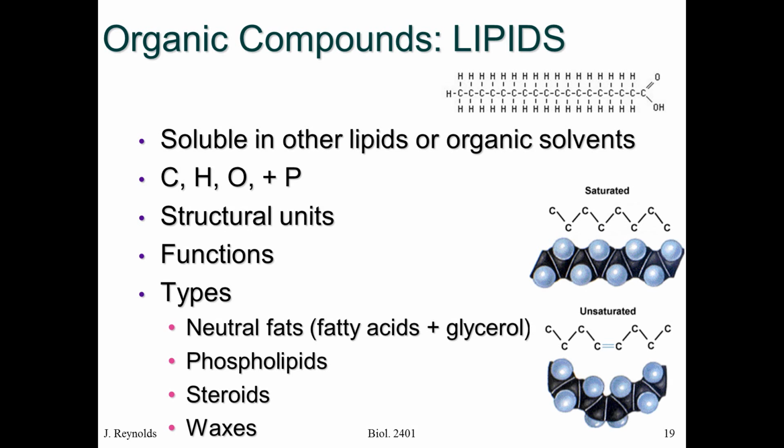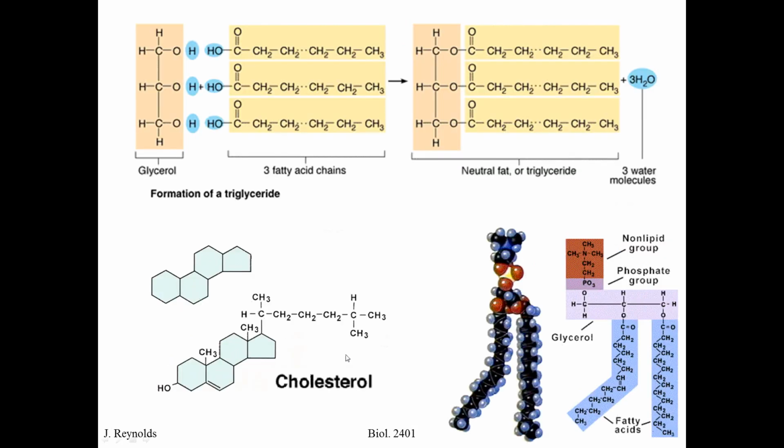It's easier to break down. And when you have a fatty acid with 2 or more of these double bonds between carbon, you've got a polyunsaturated fat. So you can have a monounsaturated, you can have a polyunsaturated. But unsaturated means fewer hydrogens, easier to degrade. Okay, so that's a neutral fat. Let me show you what it looks like.